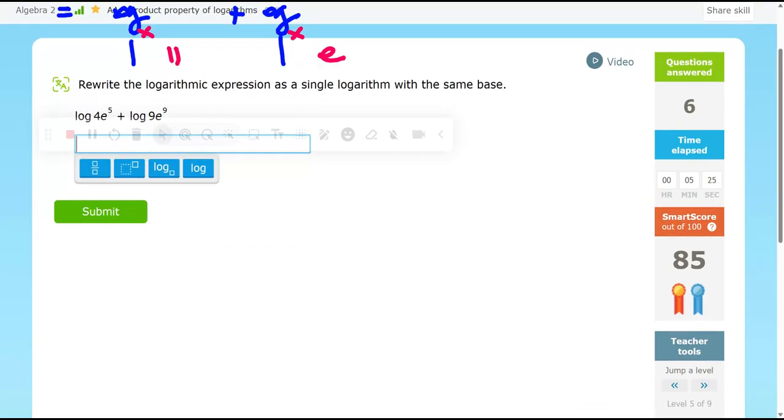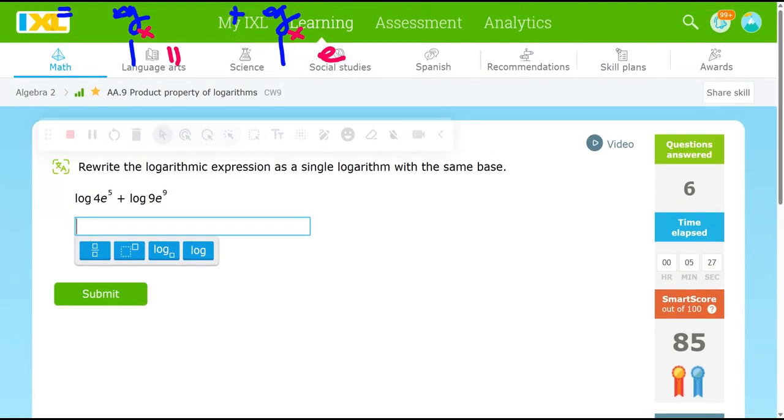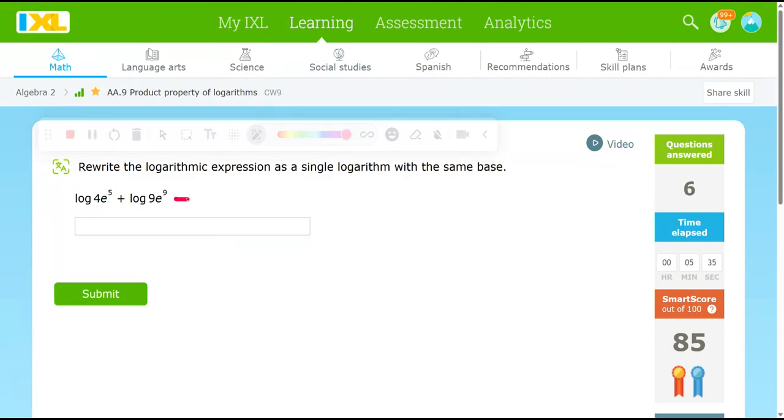Take a look at this. It's similar to number 5, which we did. So, Brian and Markson, pay attention. Maybe you can apply this to your number 5. These are two separate logs that add together, so you can combine them into one single log. This is log base 10, so the new log is also base 10.